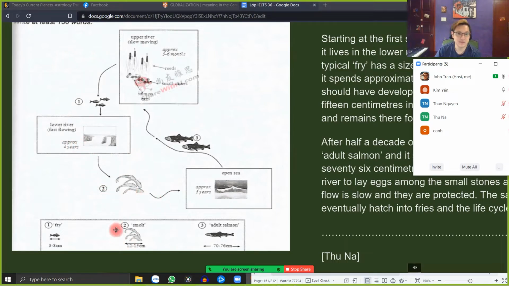So basically it developed into the smolt, which is 12 to 15 cm.